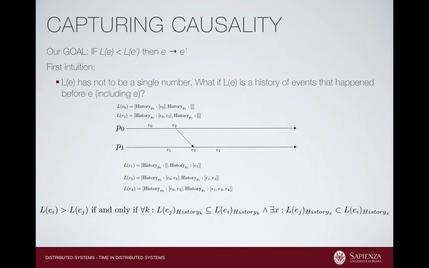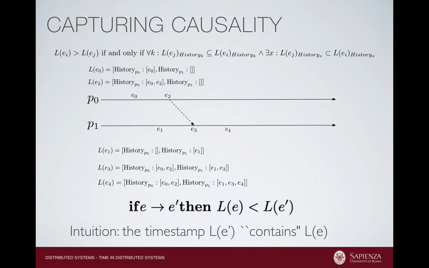And we can also say that the history of P1 on the timestamp of event E3 is strictly greater than the history of P1 in the timestamp of event E2. Why? Because the history of P1 in the timestamp of event E2 is just the empty list, while the history of P1 in the timestamp of event E3 is a list of 2 elements. And so the empty list is a strict subset of a list of 2 elements. And this is how we compare events.